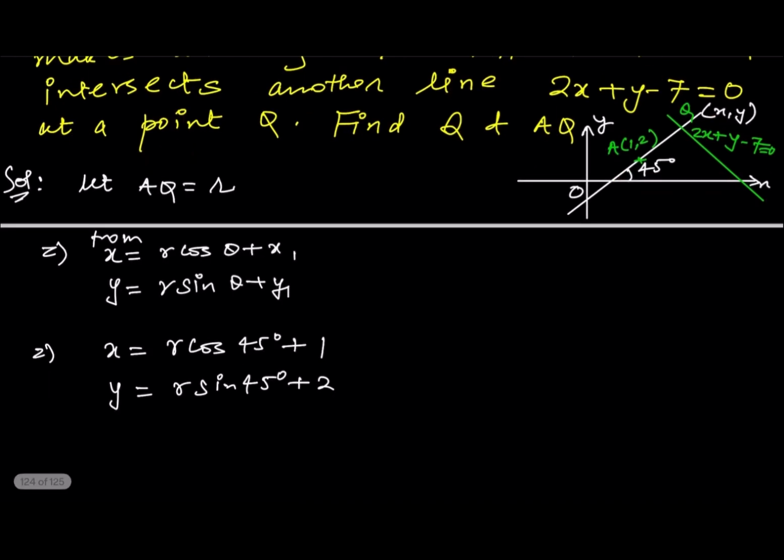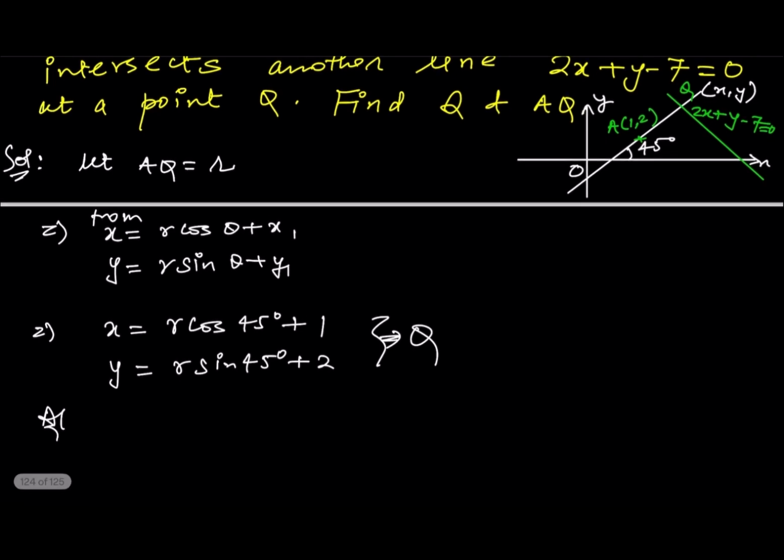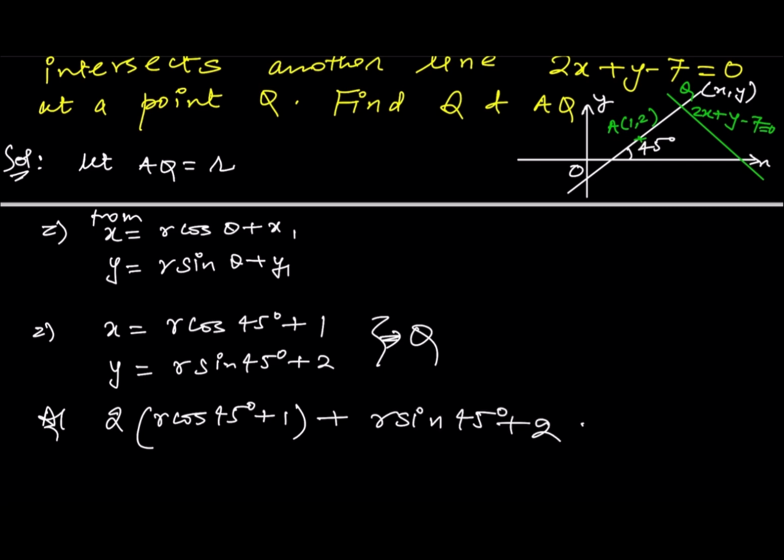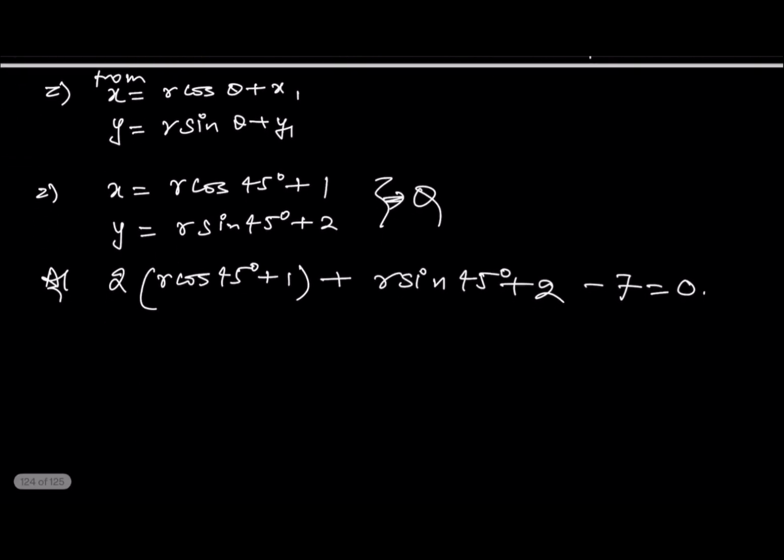Now also this Q is lying on 2x plus y minus 7 is equal to 0. So coordinates of Q will satisfy this line. So I can write 2 into (r cos 45 degree plus 1) plus (r sin 45 degree plus 2) minus 7 is equal to 0.